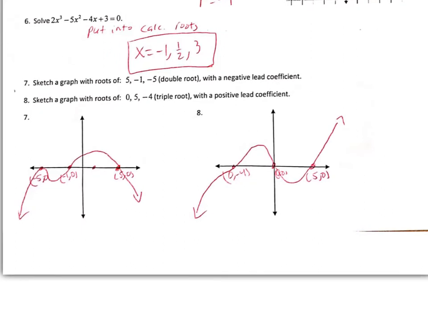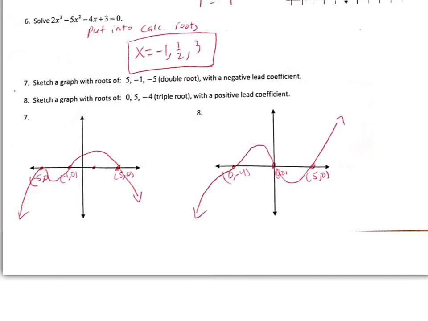Number 6, it says solve. Solve is just a fancy way of saying find the roots or find the zeros. This particular one, all of the roots were rational numbers, meaning that they were numbers that could be written as a fraction. They were not radicals. So I was able to get all the roots straight from the calculator. I did not need to do synthetic division.